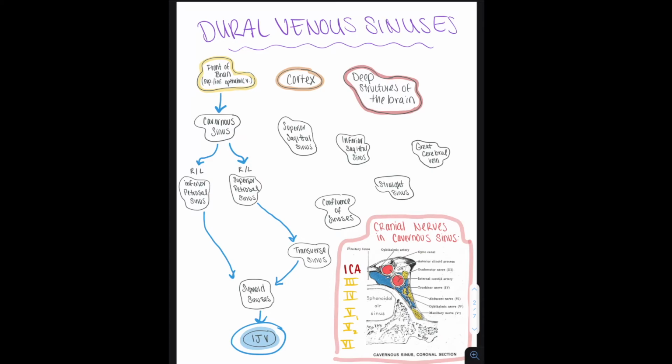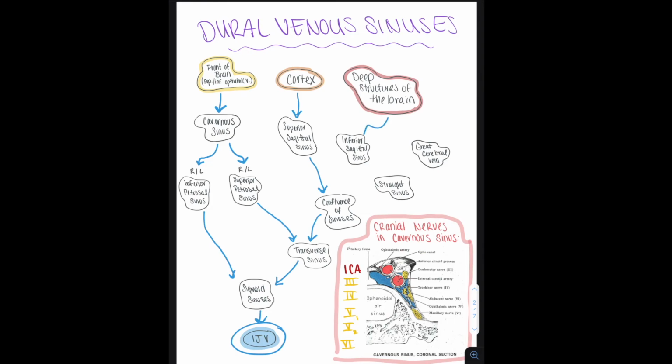The cortex, being the next starting point, drains into the superior sagittal sinus, which runs from the crista galli to the confluence of sinuses. The confluence of sinuses extends to the transverse sinuses, which then lead to the sigmoid and out through the IJV.